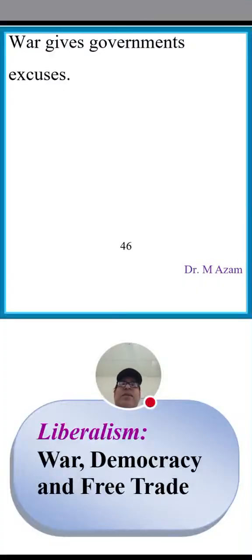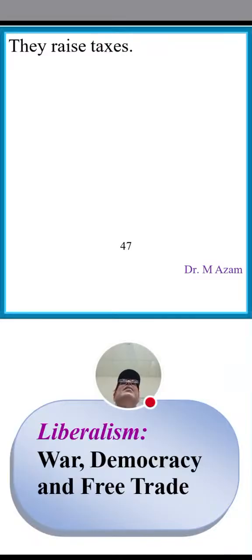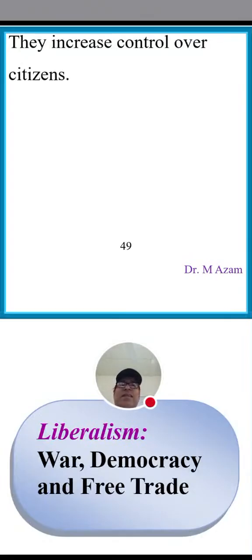War gives governments excuses. They say, we need more tax, we need more money for war. They raise taxes, they hire more people, give jobs to more people. They increase control over citizens. During the wars, they say it is an emergency and they get more powers.